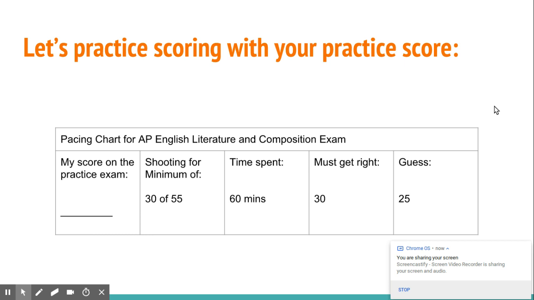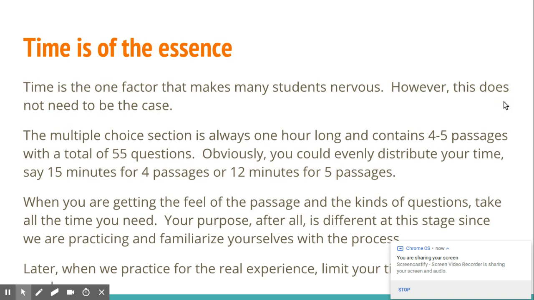You'll be spending 60 minutes, and that means that you have to get right 30 and you can guess 25. That's going to tell you about how much more you need to increase from your practice exam to taking the actual exam. We all know that time is the one thing that's going to keep many people from being as successful as they can be. It's what makes a lot of people nervous, and it's the thing that most people stress out about. But this honestly does not have to be the case.